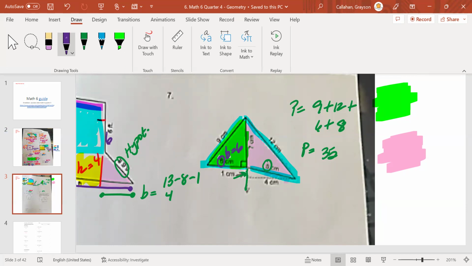What's the height of the green? No, that's not a height. Height is right here where the 90-degree angle is. That right there is a hypotenuse. It's important to know the difference, don't you think?